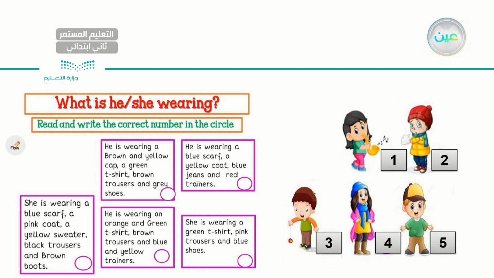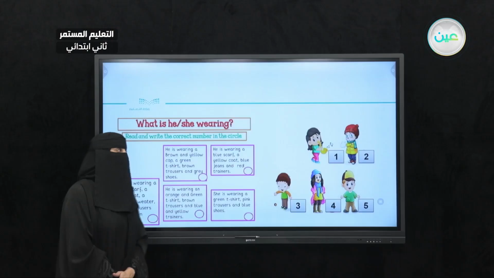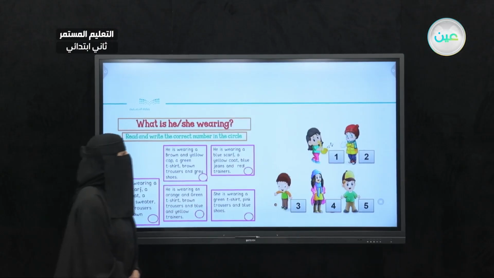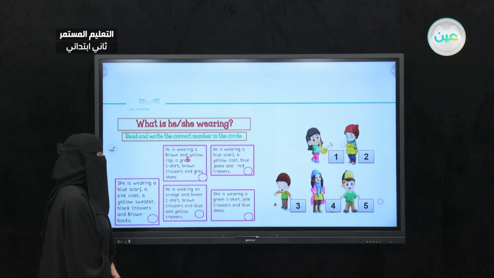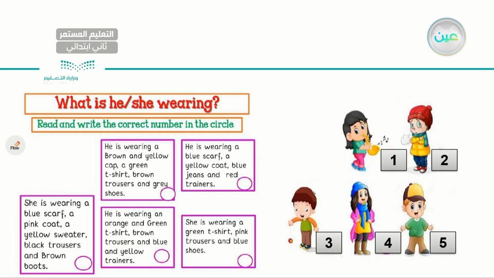Let's try to find the description of picture number 1, okay? Let's talk about, for picture number 1, she's wearing a green shirt, pink trousers, and blue shoes. Actually, this will fit the first description. The first description is, let's read the first one. He is wearing a brown and yellow cap, a green t-shirt, brown trousers, and gray shoes. Okay, let's look for the boy who is wearing a brown and yellow cap and green t-shirt, brown trousers, and gray shoes. Here we are talking about picture number 5. Very good, picture number 5.